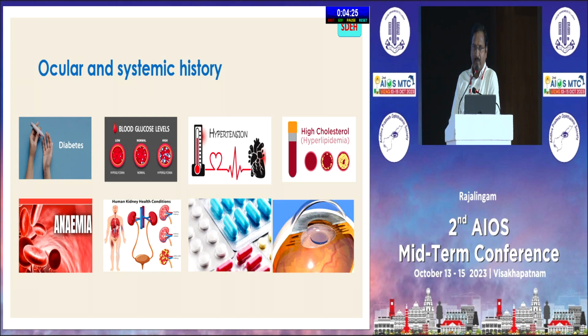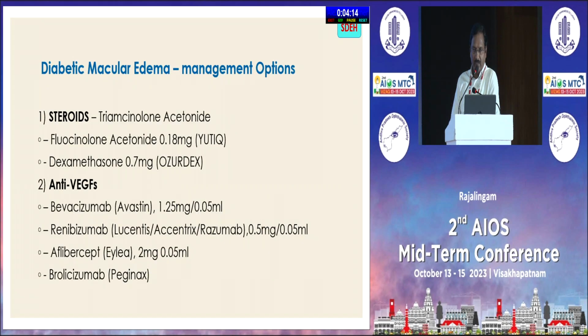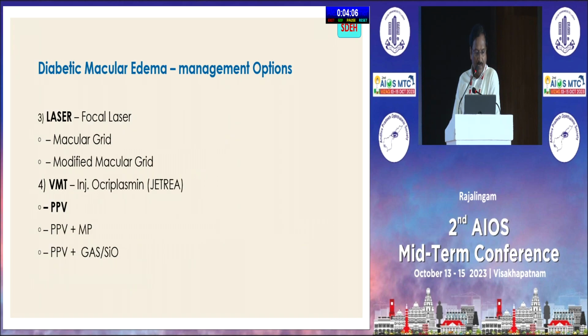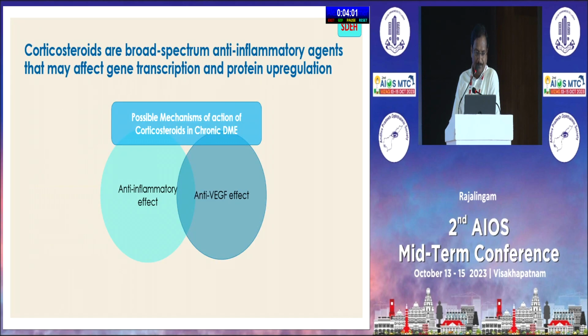And at the same time, you have to take the history of any ocular surgeries, because cataract surgery with pseudophakia can have the same cystoid macular edema. So you have to differentiate between the cystoid macular edema and the diabetic macular edema. There are so many options available: steroids, anti-VEGFs, lasers, and ultimately pars plana vitrectomy.